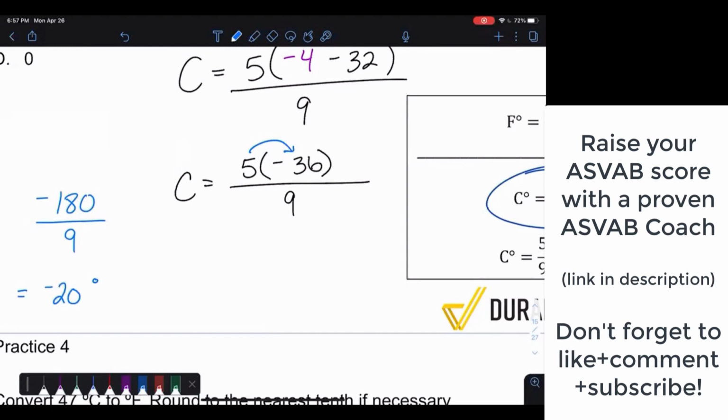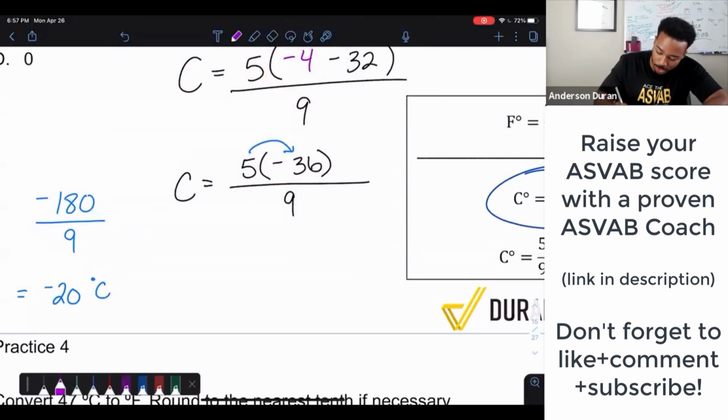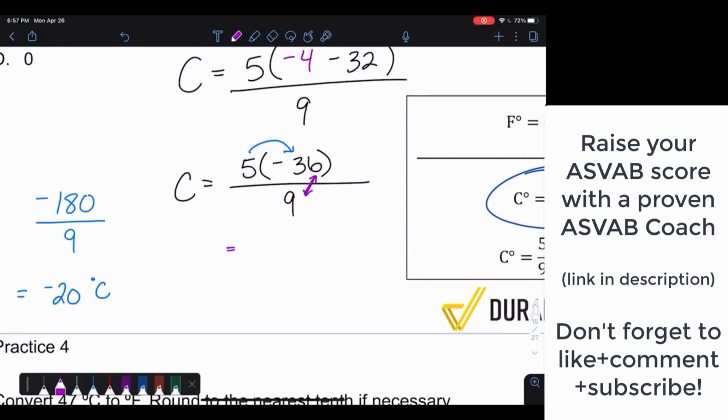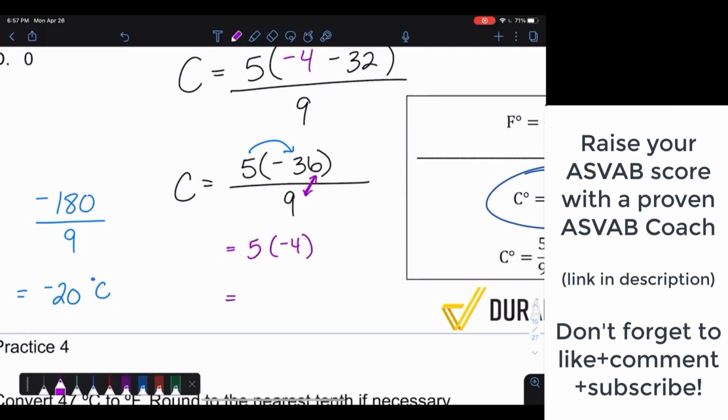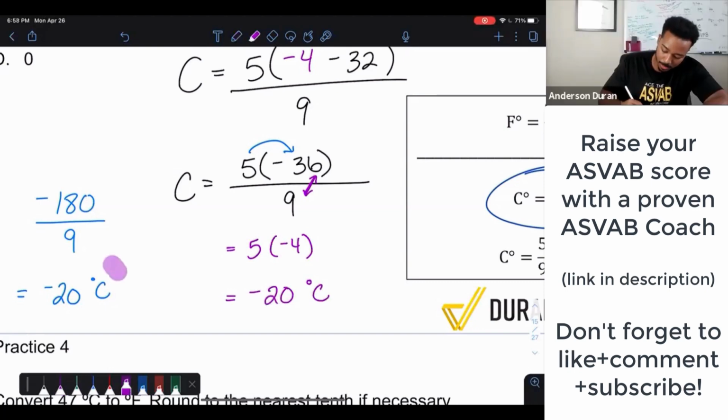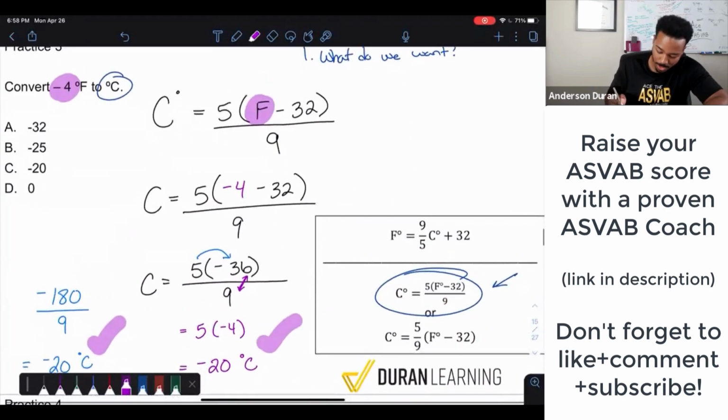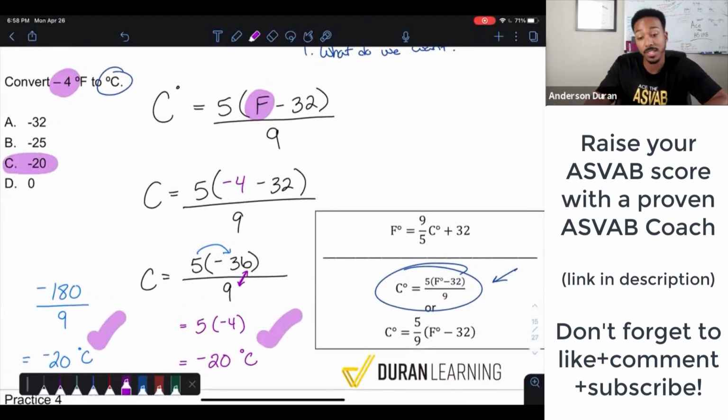-20 degrees what? Celsius. Correct. Now let me show you the other way. What if I reduced first? Well, what we would have here is 36 divided by 9. What is that, everybody? -4. Then 5 times -4. What's 5 times -4, everybody? -20. Do we get the same exact answer? Yes. We get the same exact answer. And therefore, we have the answer of -20, which is going to be C.